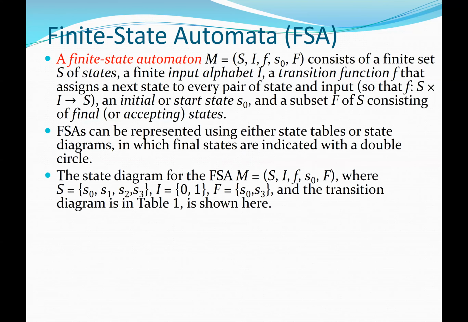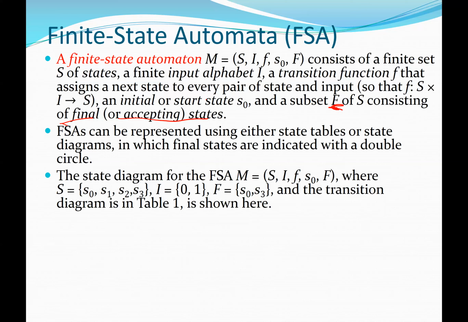So here is the FSA, M equal to (S, I, f, S0, F), where S equals {S0, S1, S2, S3}. So this tells us that we should have 4 vertices, okay? And I equals {0, 1}, so I will contain the bits 0 and 1, and F will be {S0, S3}. So that tells us that the final states will be S0 and S3. We only have two final states in here, okay? So F will be the final or acceptance state.